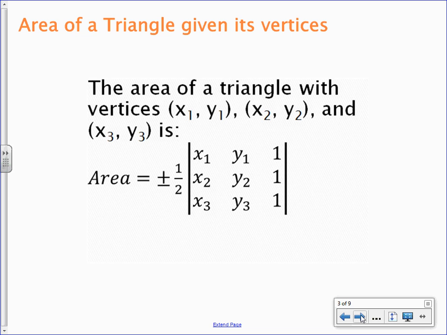The first thing is we can find the area of a triangle. Okay. If we have 3 coordinates, first of all, we can make a triangle. Okay. We can put them into this formula to find the area of that triangle.